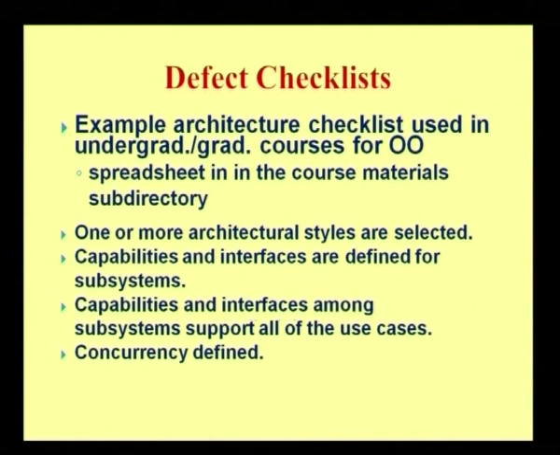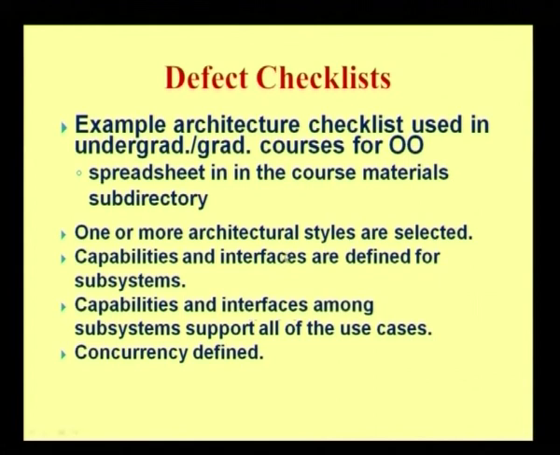So, for example, an architecture checklist used in the undergraduate and postgraduate courses for object orientation, say a spreadsheet in the course materials and the subdirectory for it, are the major examples that are to be given as a checklist.